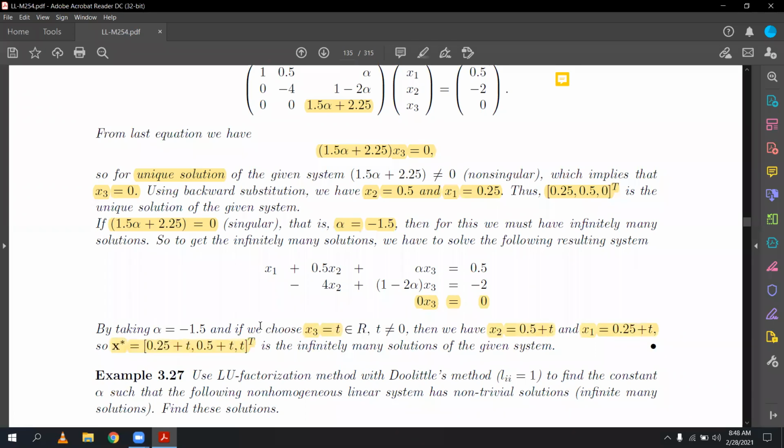Why do we call it infinitely many solutions? Because in the first condition we make the diagonal element of the upper matrix 0, which makes it singular, and a singular matrix never has a unique solution. Therefore we put T. T is any number, but not 0. Then you have infinitely many solutions. So this is also a good example we have here. We continue inshallah next time.